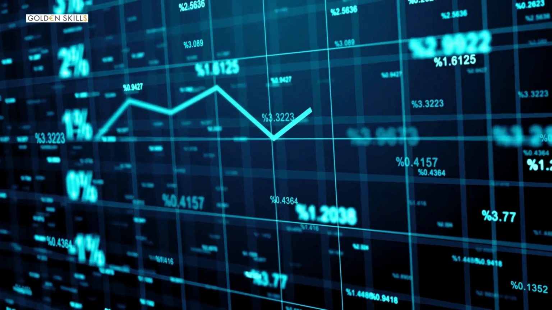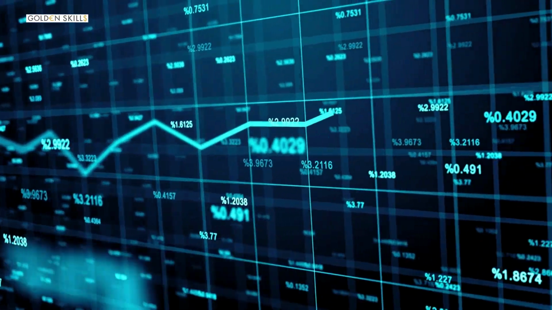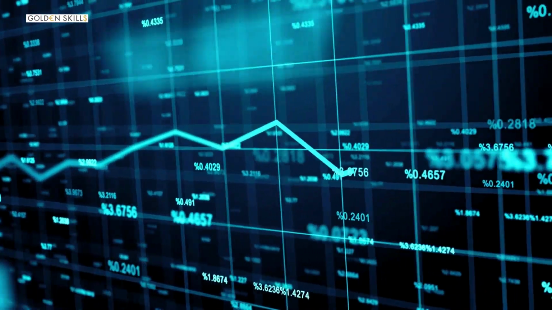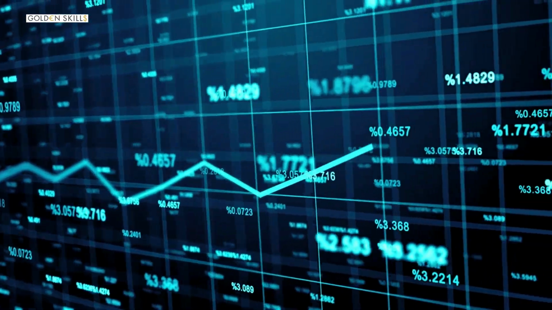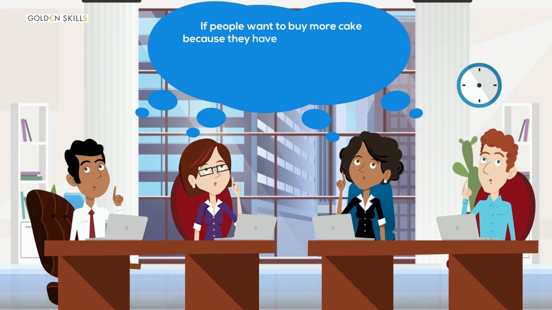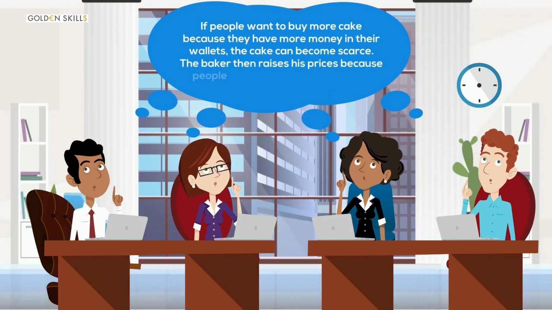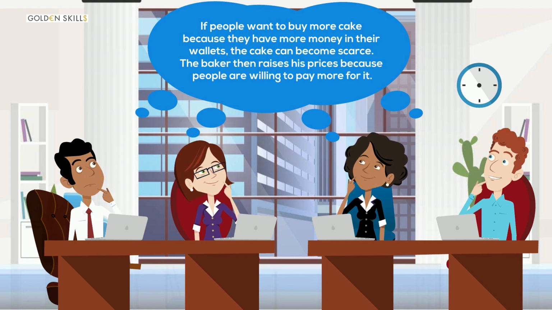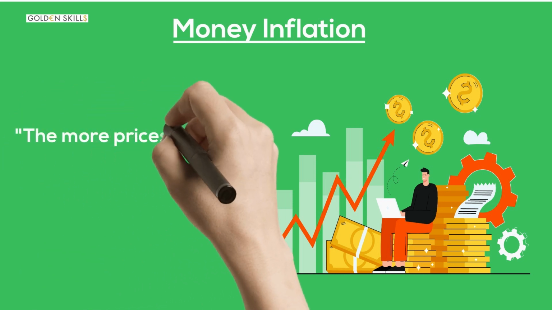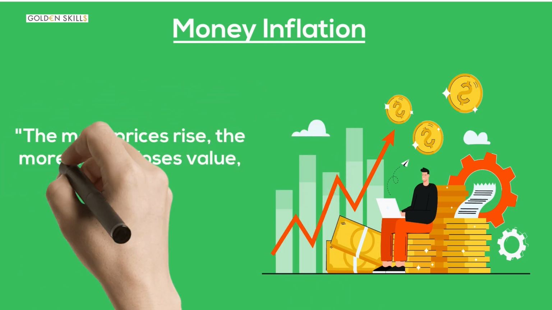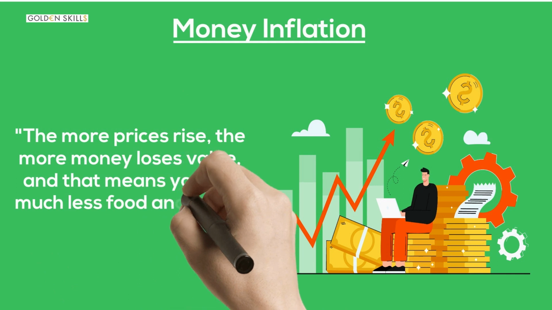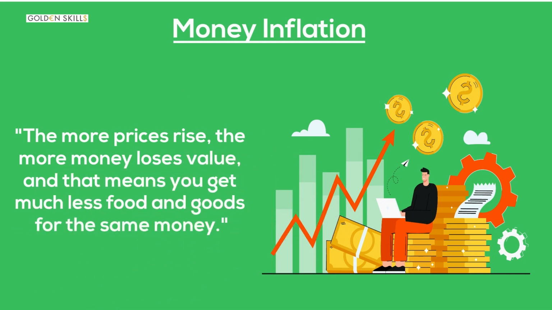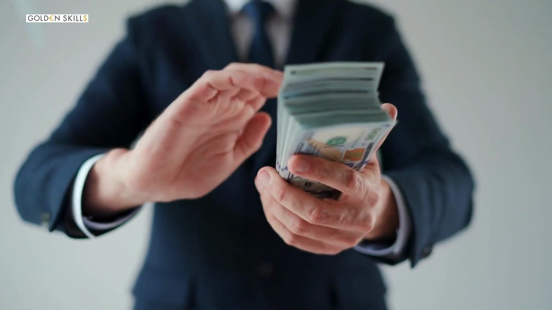Inflation means that products become more and more expensive. This happens when people have more money than there are goods. For example, if people want to buy more cake because they have more money in their wallets, the cake can become scarce. The baker then raises his prices because people are willing to pay for it. The more prices rise, the more money loses value, and that means you get much less food and goods for the same money. That's why people want more wages, so that they can buy more again.